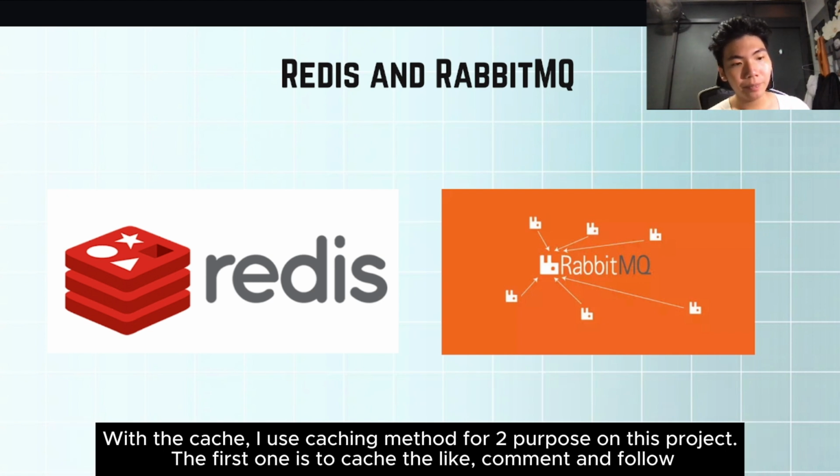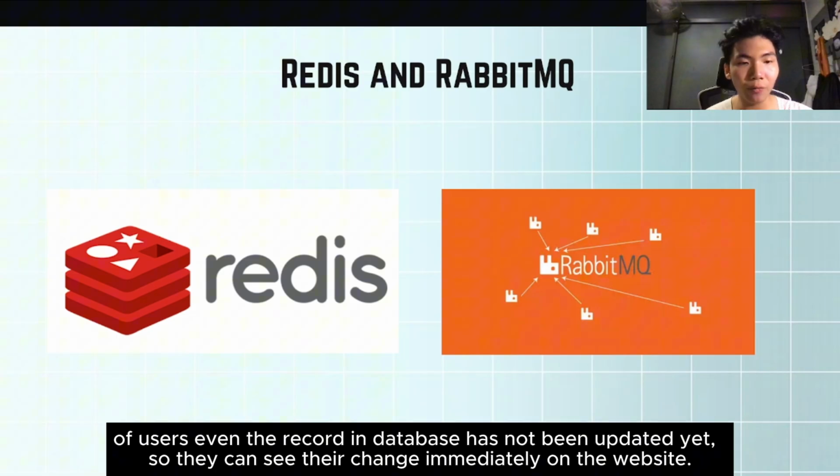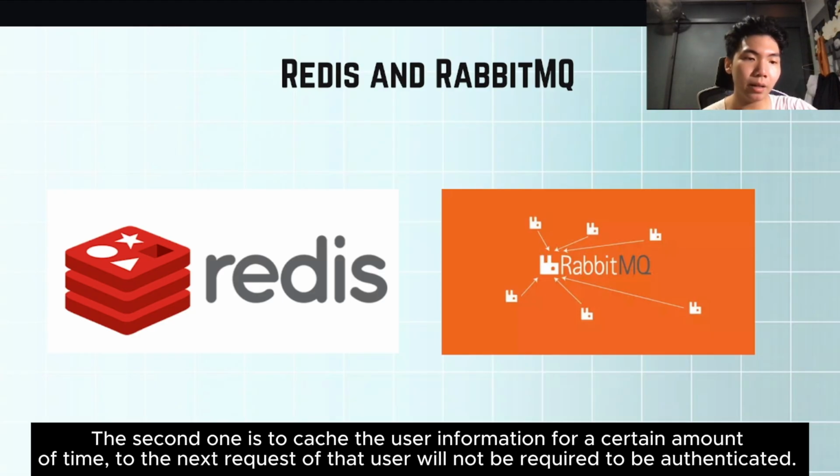With a cache, I use the caching method for two purposes in this project. The first one is to cache the likes, comments, and follows of users, even when the records in the database have not been updated yet, so they can see their changes immediately on the website. The second one is to cache the user information for a certain amount of time, so the next request of users will not be required to be authenticated.